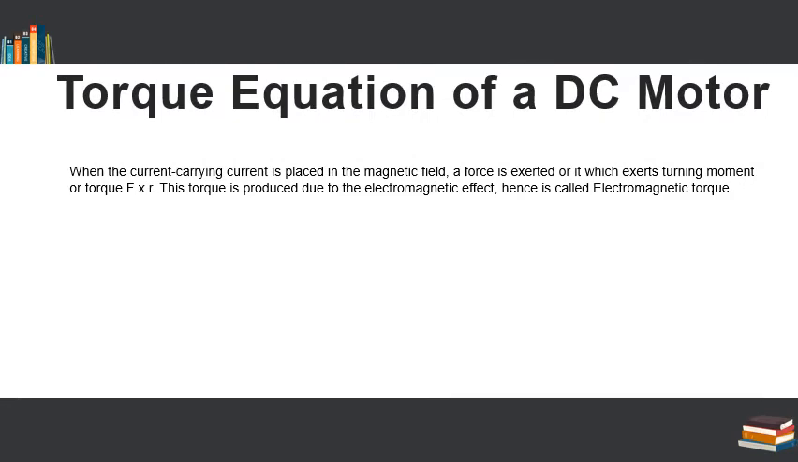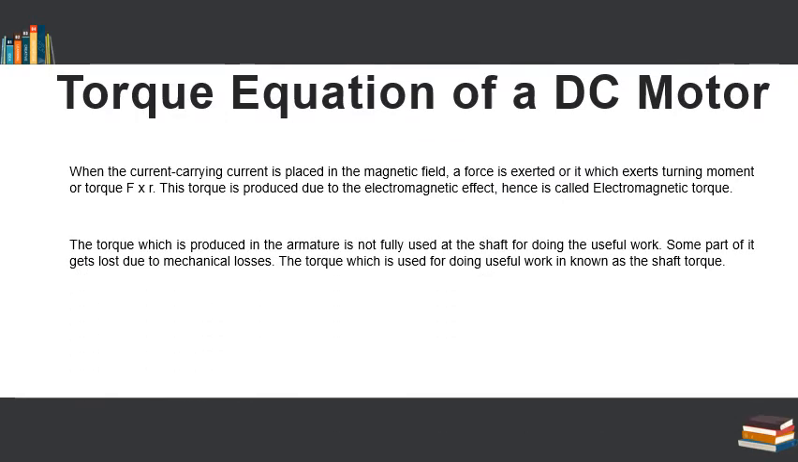When a current carrying conductor is placed in the magnetic field, a force is exerted on it, which exerts a turning moment or torque, F into R. This torque is produced due to electromagnetic effect. Hence, it's called electromagnetic torque.